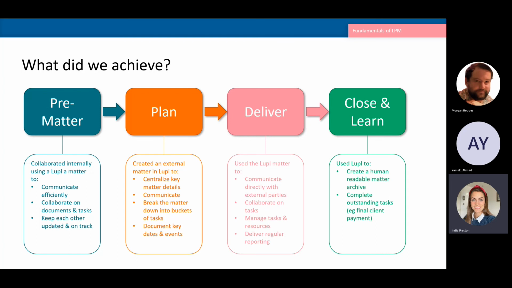We delivered. So we communicated directly with our external client. We collaborated on tasks. We managed our tasks and milestones, and we delivered regular reporting. And then finally there, we used Lupl to create a human readable matter archive, a really good document of everything that had been going on, and we completed outstanding tasks, or at least we would have done if we'd managed to get all the way through. So the outcome of all of this is that we ran two matters, an internal and an external matter, with full visibility, lots of great coordination, in a timely and efficient manner, employing really good legal project management techniques to ensure that everyone knew what they were doing and when.